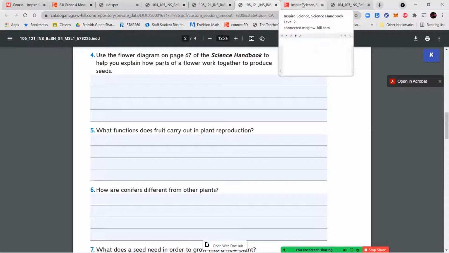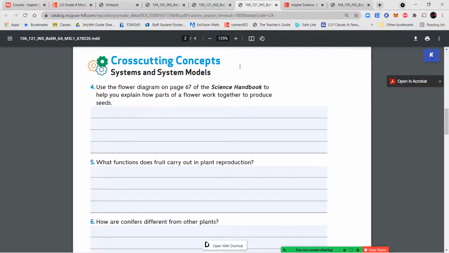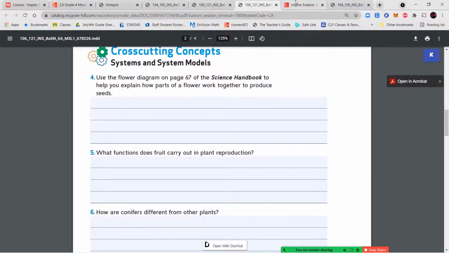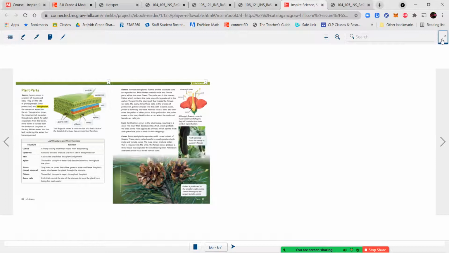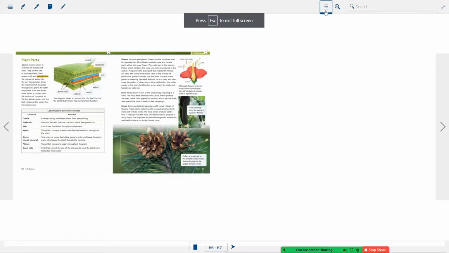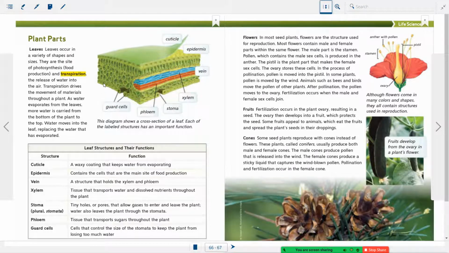Let's go ahead and jump into our handbook. We're going to begin reading on page 67 all the way until 71. Plant parts. Leaves. Leaves occur in a variety of shapes and sizes. They're the site of photosynthesis, or food production, and transpiration, the release of water into the air. Transpiration drives the movement of materials throughout the plant. As water evaporates from the leaves, more water is carried from the bottom of the plant to the top. Water moves into the leaves, replacing the water that has evaporated.